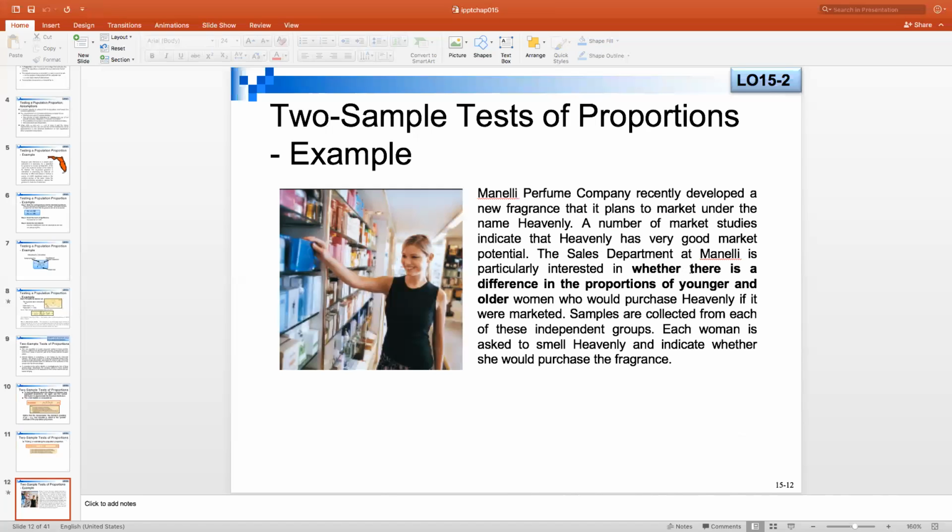And then look at this language in stats. We look for some coded language here. Is there a difference? That tells me we're not looking for greater than or less than. We're looking for what? If they're equal to or not equal to. There you go. It didn't say are there more younger women or less younger. It's saying is there a difference? So in hypothesis testing, that's a big code piece of language because it's going to take us to the two-tailed test.